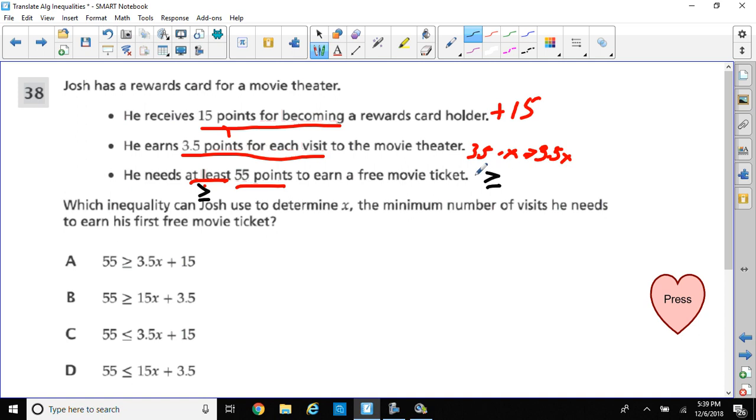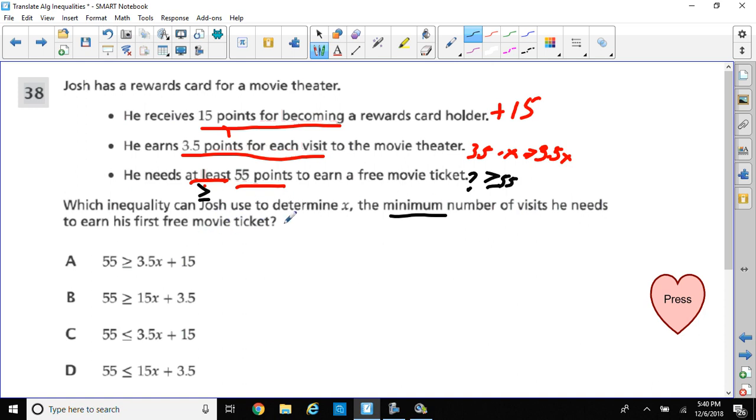Let's make sure we put the sign in the right place. Whatever our expression is going to be, that's going to be greater than or equal to 55 points. All the stuff he does, getting his 15 points and all of the times he goes to the movie, is going to be at least 55 points. So which inequality can Josh use, determined by x, and we happen to use x up there, for the minimum number of visits that he will need to earn his first free movie ticket?